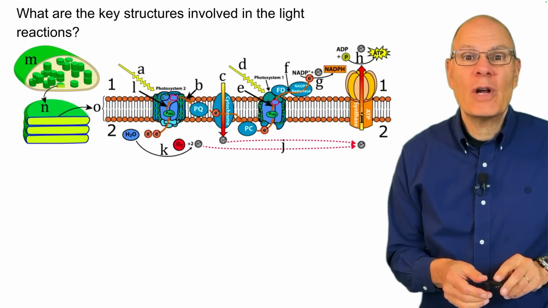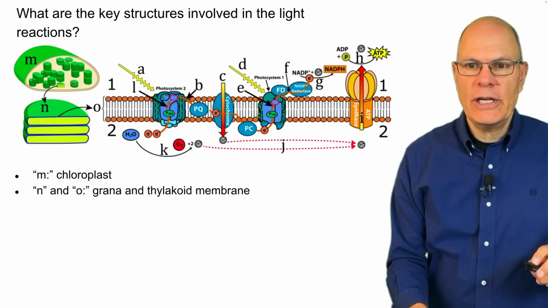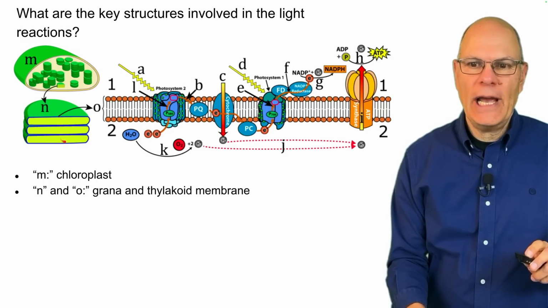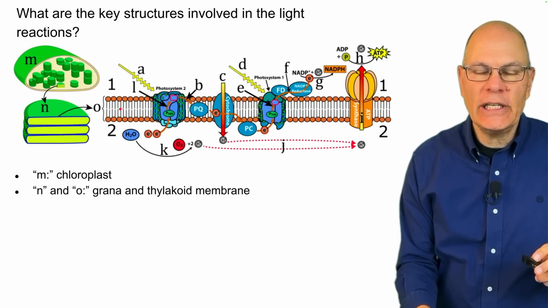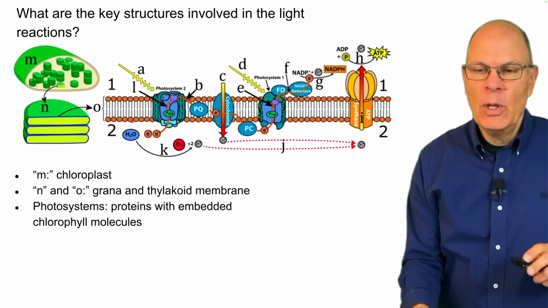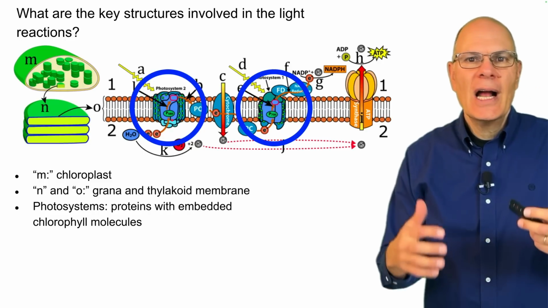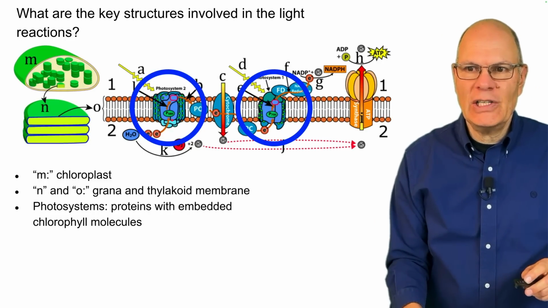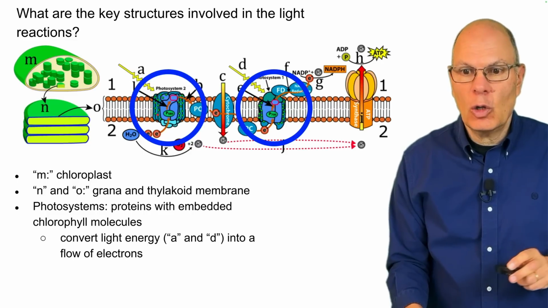What are the key structures involved in the light reactions? So we have a chloroplast over here, and then at N we have grana and a single thylakoid membrane. So this whole thing here is a thylakoid membrane. Within the thylakoid membrane there are photosystems. Those are complex assemblies of proteins, and they have embedded chlorophyll molecules. Those little green dots are chlorophylls.